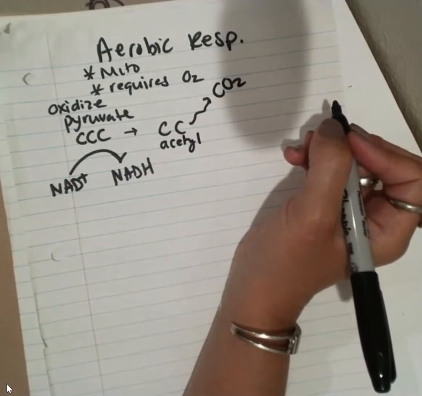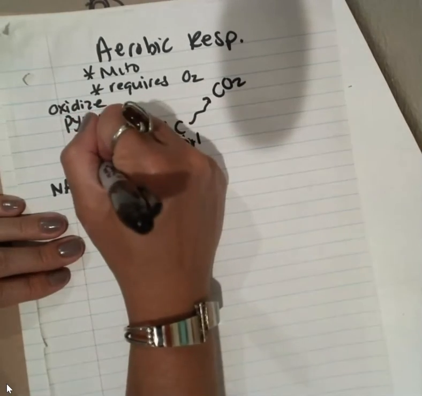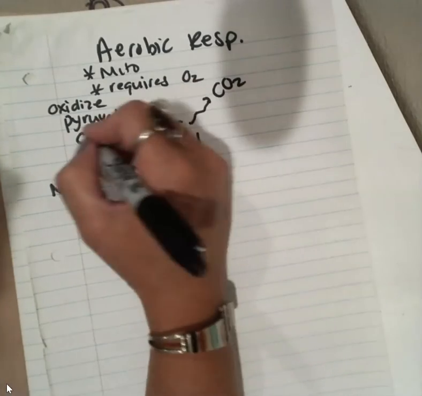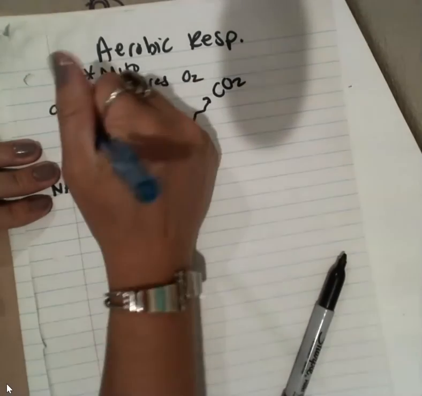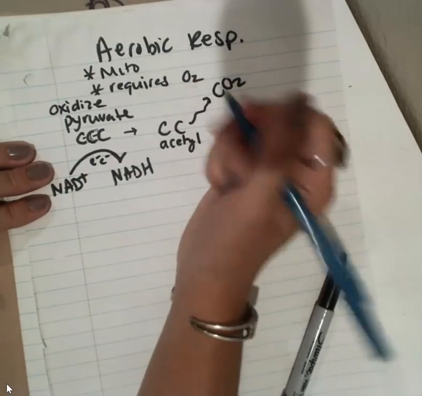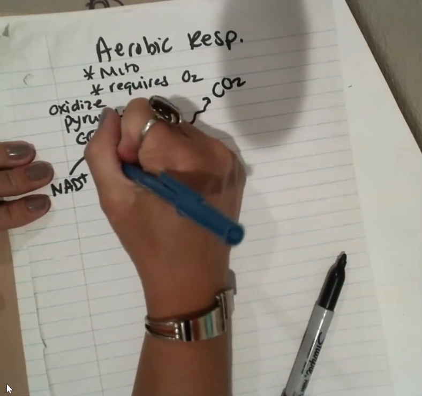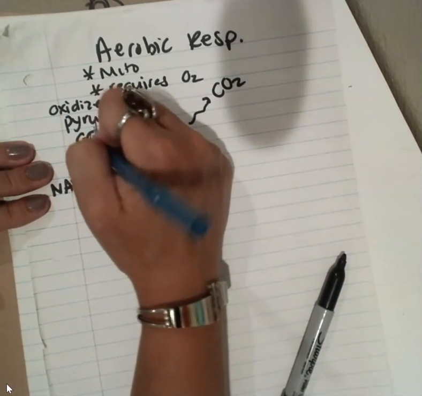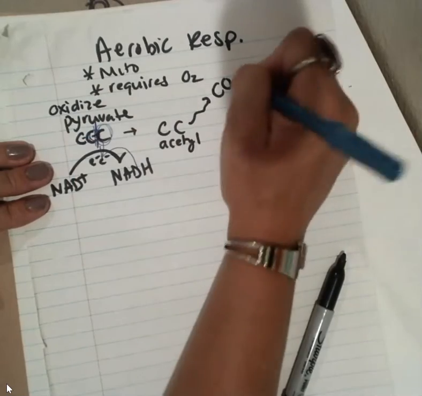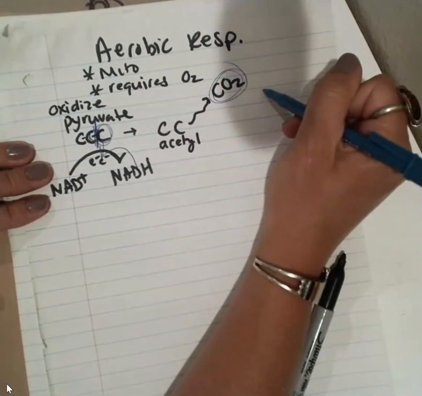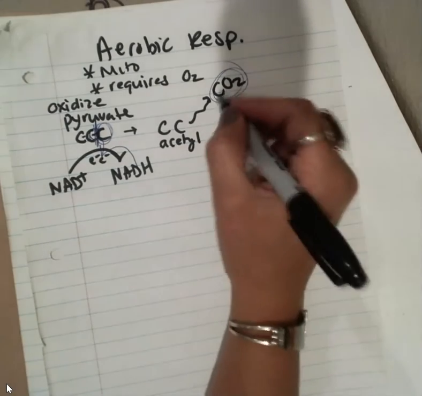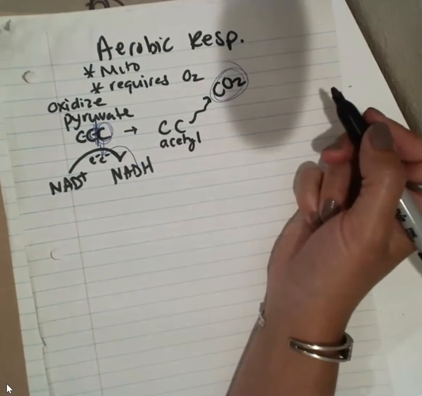So now we've picked up some electrons from the pyruvate. So we oxidized the pyruvate. We basically broke this covalent bond here, and now the electrons are in the electron carrier. And in the process of breaking off that bond, this carbon has left as a molecule of carbon dioxide. So when you exhale, this is the carbon dioxide you're breathing out.